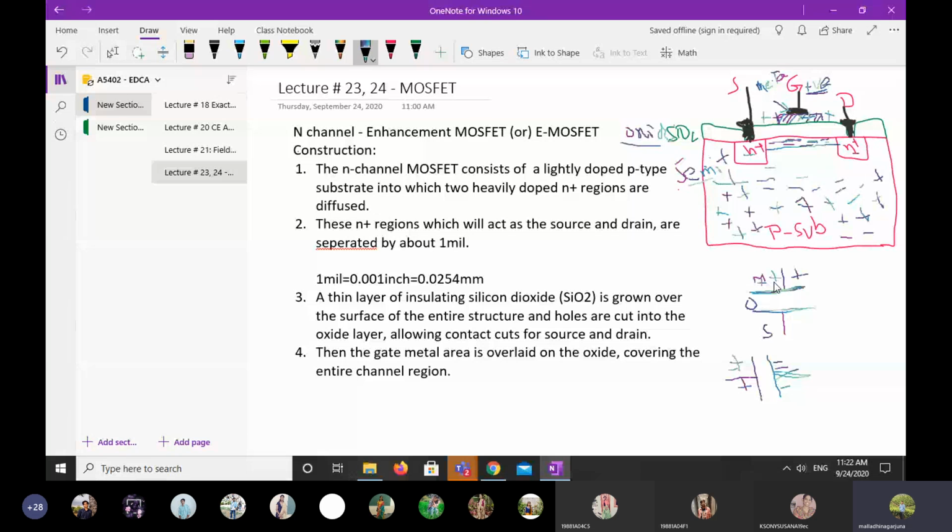Whenever the electrons are attracted towards the silicon dioxide, they are placed between the two n plus regions. At the gate you are applying the positive, but you are getting the negative here, which we call the inversion layer. Inversion is nothing but if you apply the negative, you will get positive. If you apply the positive, you will get negative, like that.